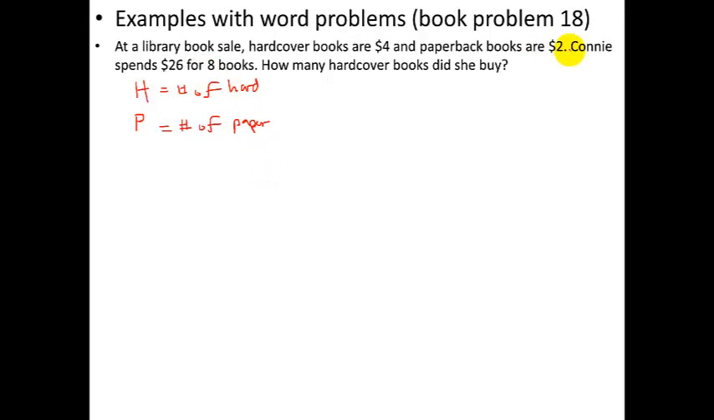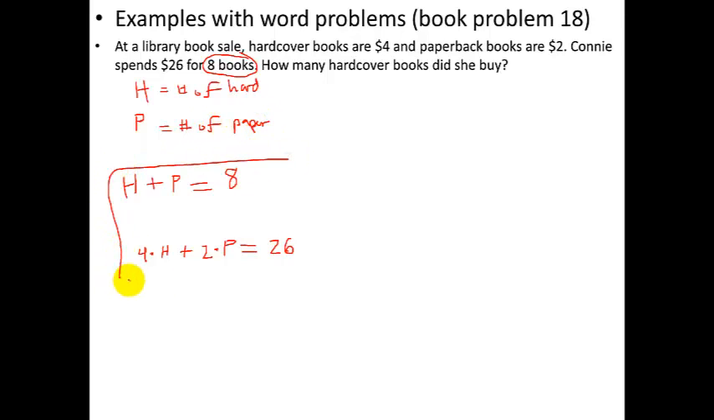Okay, so we know that she got 8 books total. So that's going to tell us H plus P equals 8 books total. Number of hardcover books plus the number of paperbacks equals 8 total. We also know that she paid $4 per hardback, so $4 times the number of hardbacks plus $2 per paperback, so 2 times the number of paperbacks has to equal the total money. So the money she spent on hardbacks plus the money she spent on paperbacks equals the total, which was 26. So now I have here a system of 2 equations, and I can solve it using substitution or elimination.